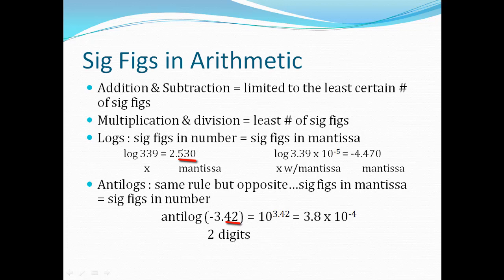0.42. So there's 2 sig figs in that part. So that means that your answer is going to have 2 sig figs total. It's negative 3.42 would be equal to 3.8 times 10 to the negative 4. I hope that doesn't confuse you too much. I need you to practice these because we will use them this semester.